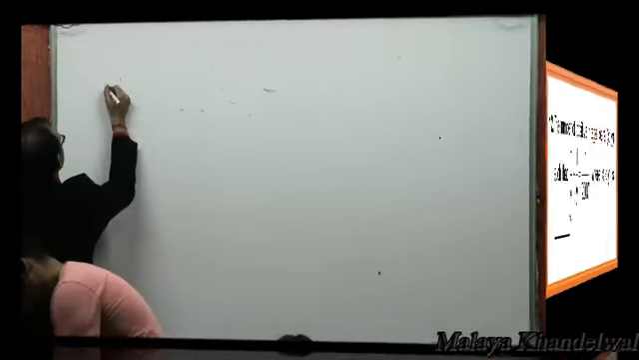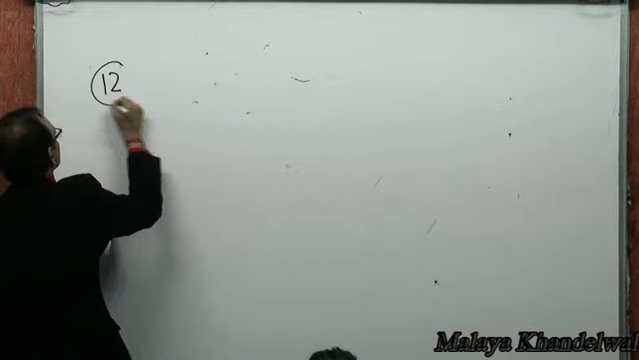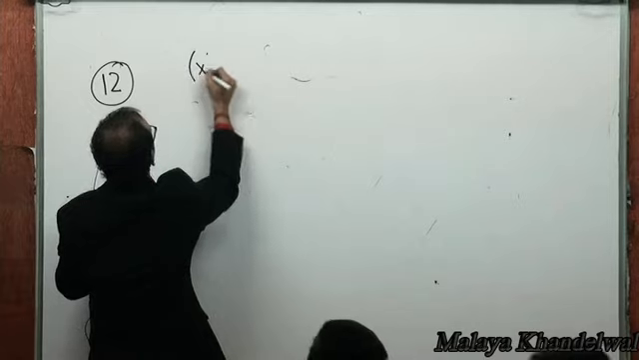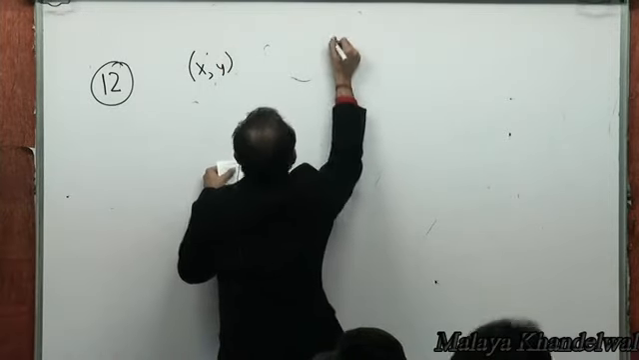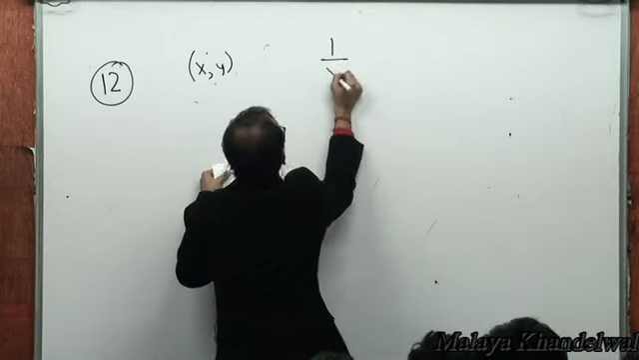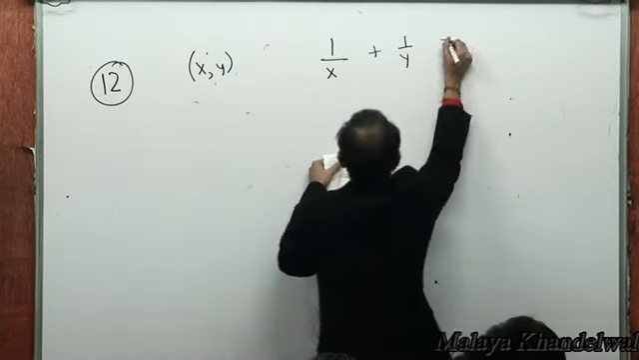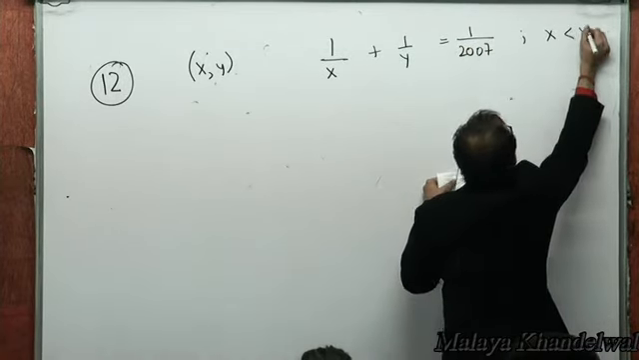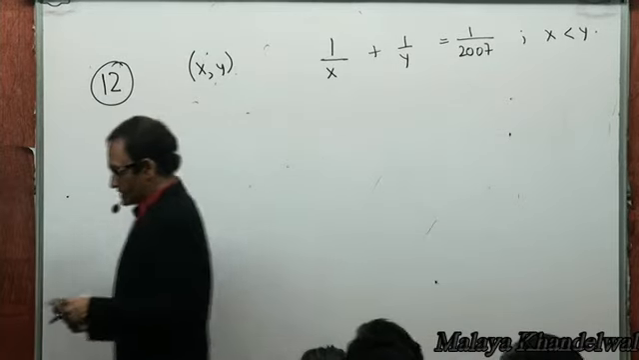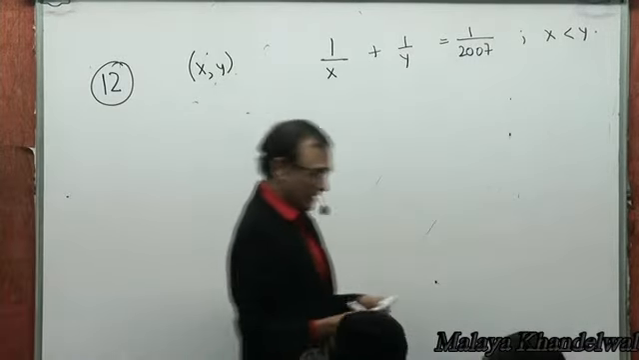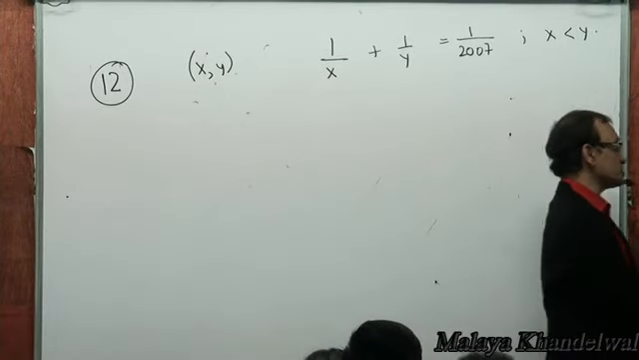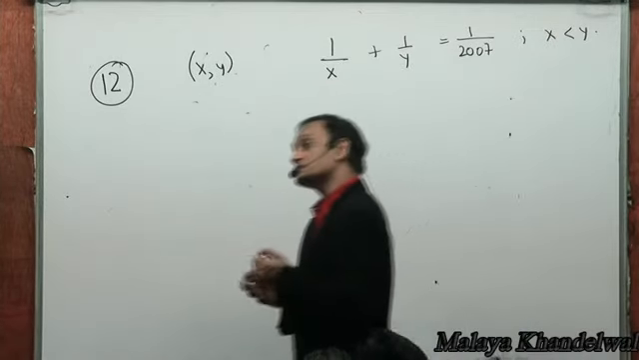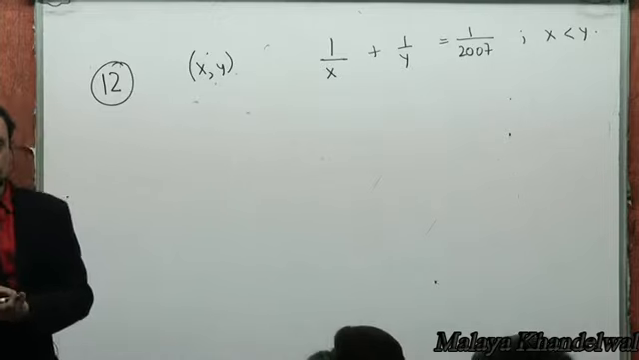Number 12. We want to find the number of positive integer pairs x comma y such that 1 by x plus 1 by y is 1 by 2007, where x is less than y. Number of positive integer pairs x comma y, where x is less than y, satisfying this condition. Okay.